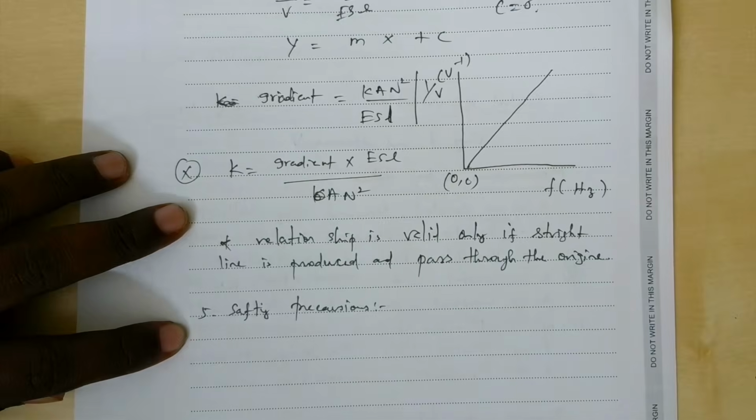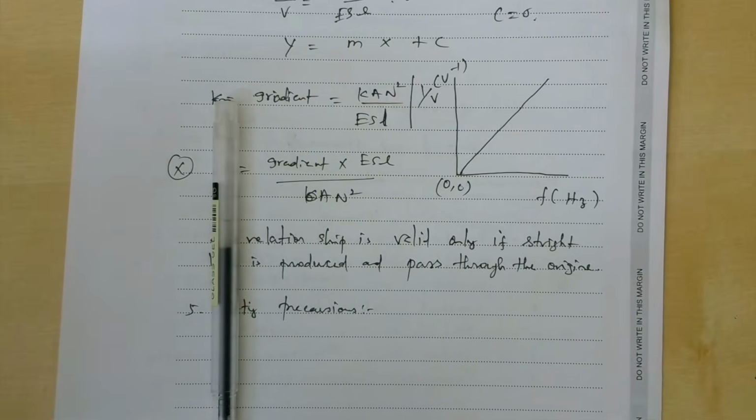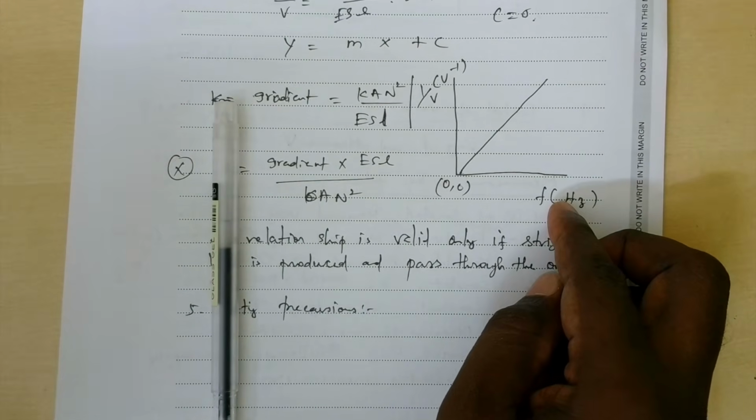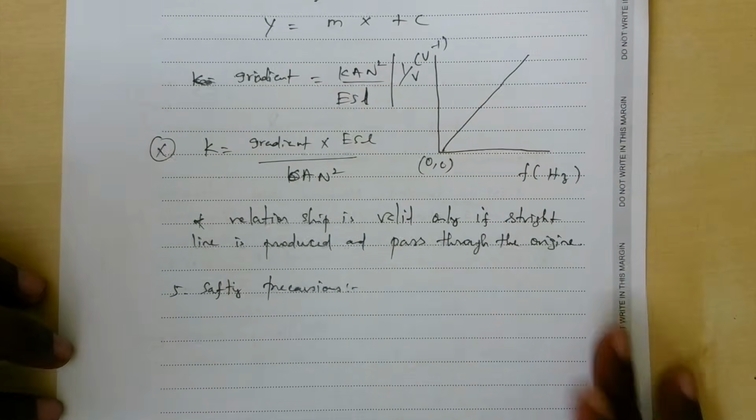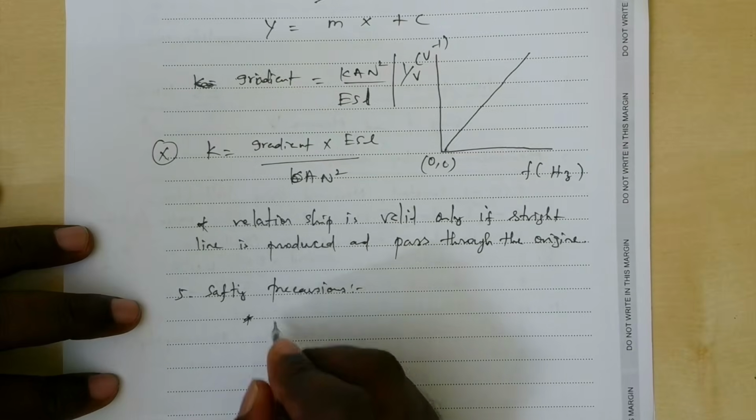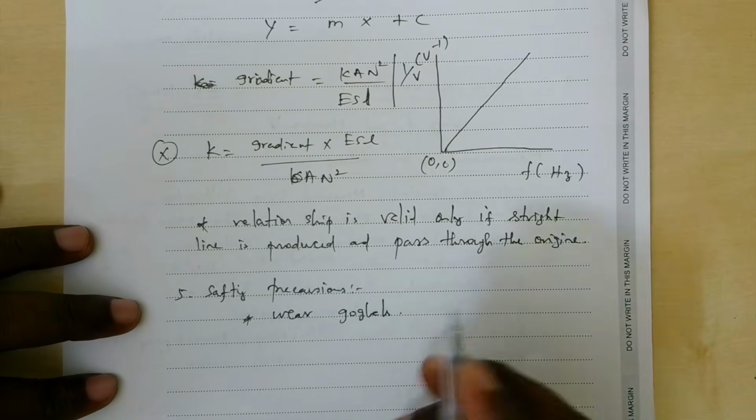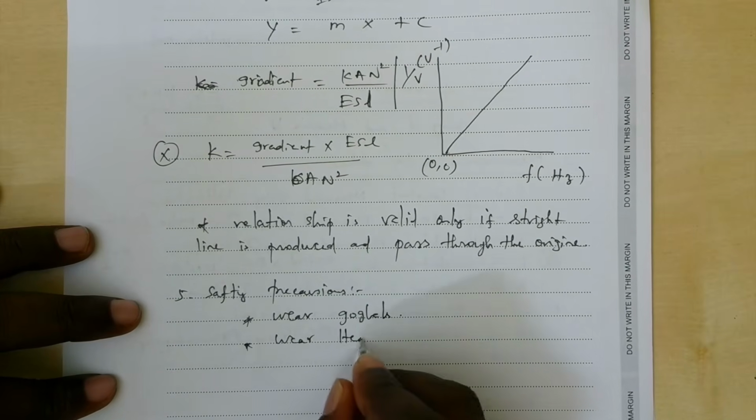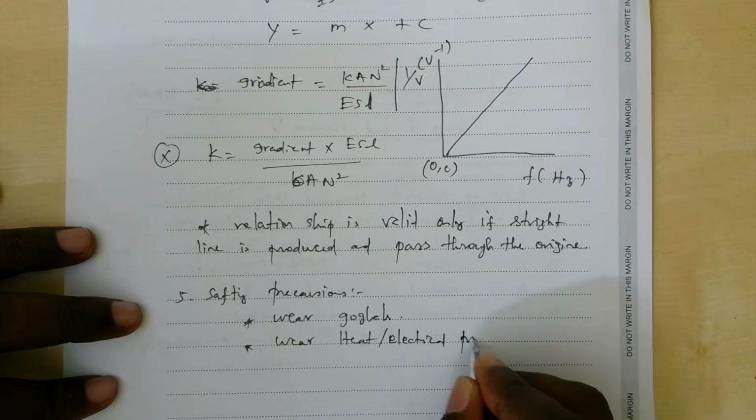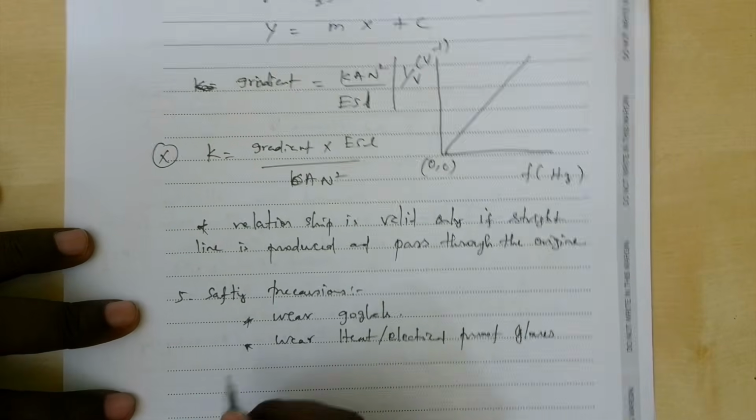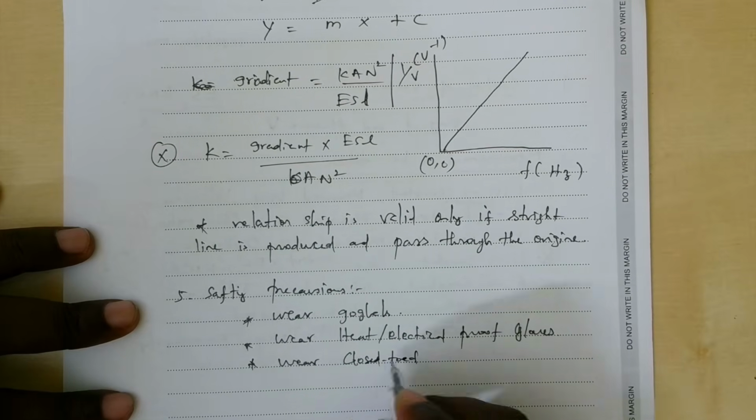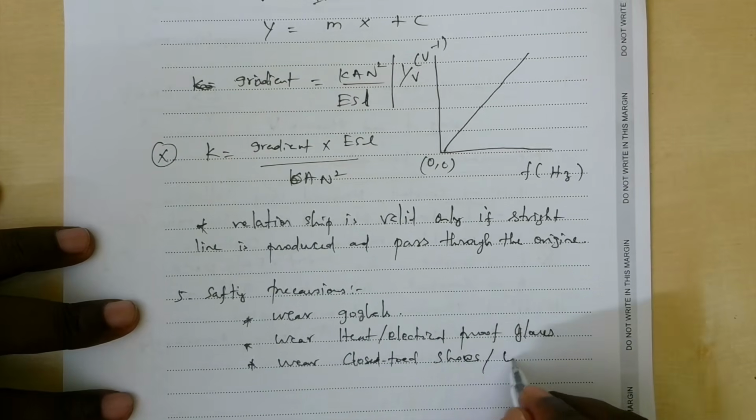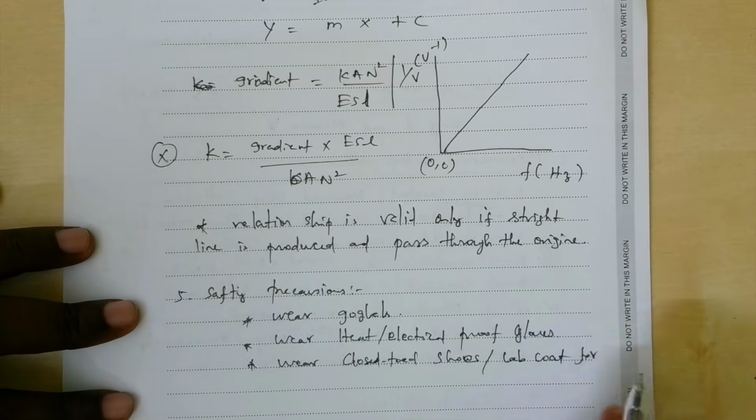Whether it is 0 or not 0, please draw the axis with units. If it is 0, then please draw the line through the origin. Despite whatever experiment you are doing, safety precautions: wear goggles, wear heat and electrical proof gloves, wear closed-toed shoes and a lab coat for refraining from any spills.